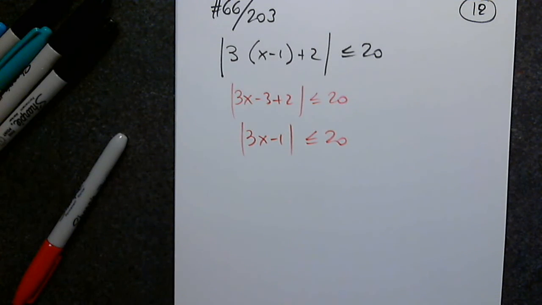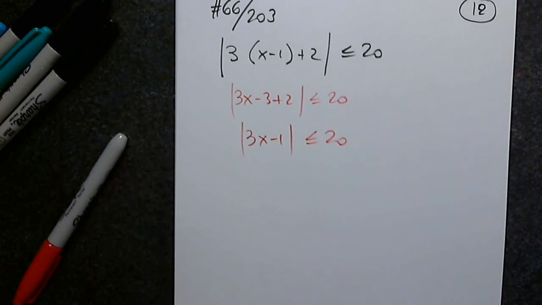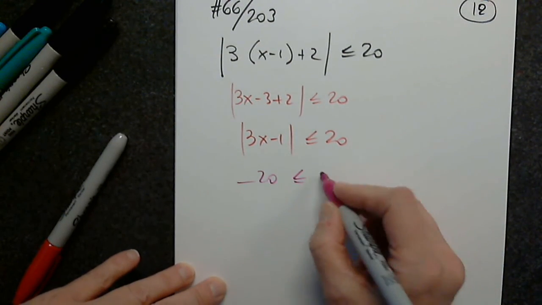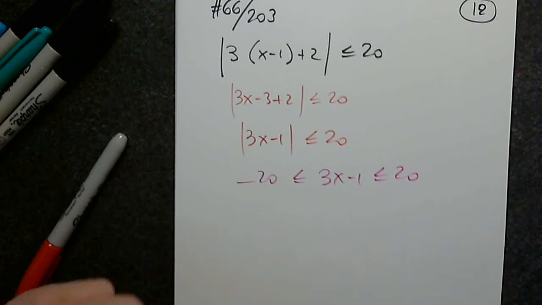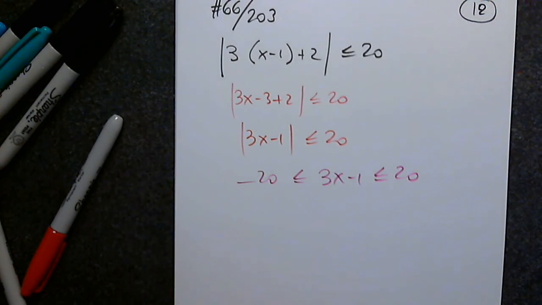So how do I write it? Where will they be found? Between what and what? Negative 20 and 20. If we're looking for numbers whose distance from 0 is 20 or less, they have to be found between negative 20 and 20. I know how to perform the operations now because this is a compound inequality.